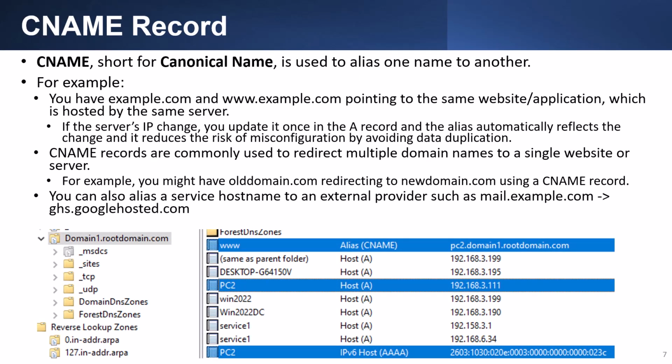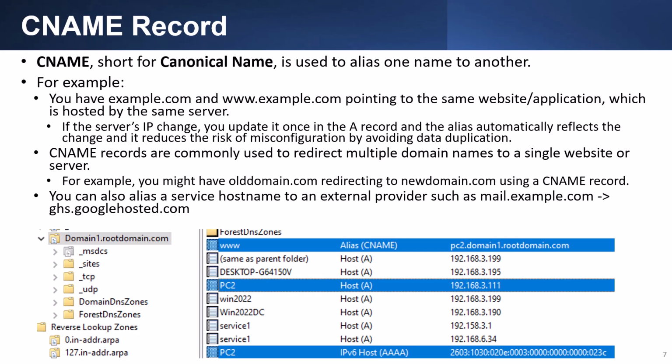CNAME, short for canonical name, is used to alias one name to another. For example, if you have example.com and www.example.com pointing to the same website or application, which is hosted by the same server. If the server's IP changes, you update it once in the A record, and the alias automatically reflects the change, and it reduces the risk of misconfiguration by avoiding data duplication.